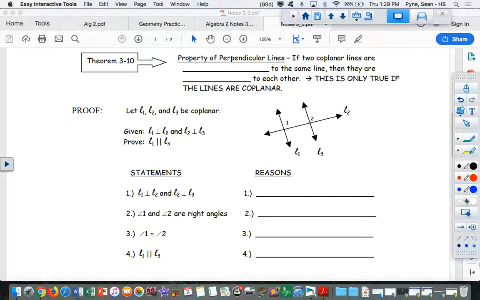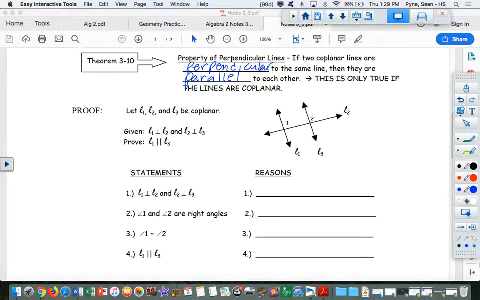Oh, perpendicular lines. So property of perpendicular lines. If two coplanar lines are perpendicular to the same line, then they are parallel to each other. This is only true if the lines are coplanar. Who remembers what coplanar is? Lie on the same plane. Excellent.